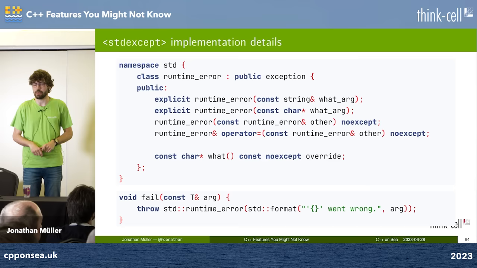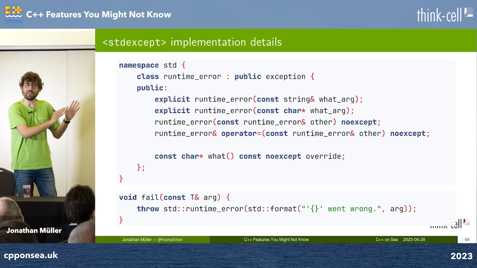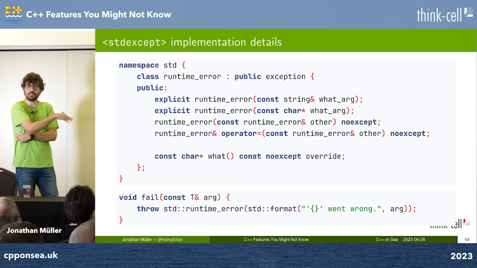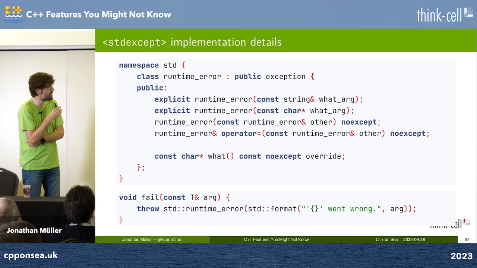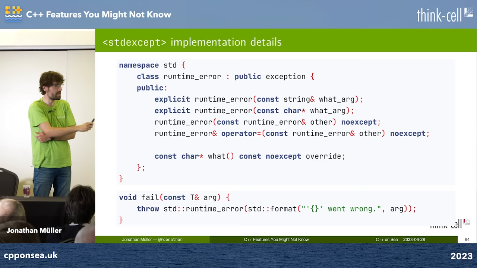So there is something odd about the code, something unusual, something that doesn't quite fit together. Can anybody see what it is? The code compiles, it's valid, it works, that's not the issue. Yes? The constructors are not marked noexcept. Yes, that is true, because it has to take ownership of the string, which requires an allocation. But yes, that's the right direction. The copy constructor is noexcept.